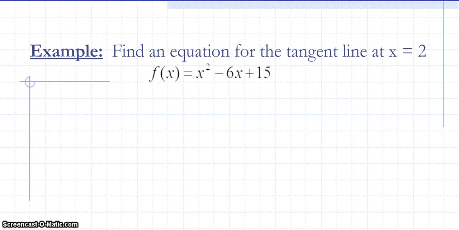Alright, last example, just a little bit more practice. Find the equation for the tangent line when x equals 2 of the function f of x equals x squared minus 6x plus 15. Pause the video, unpause when you're ready to check your work.